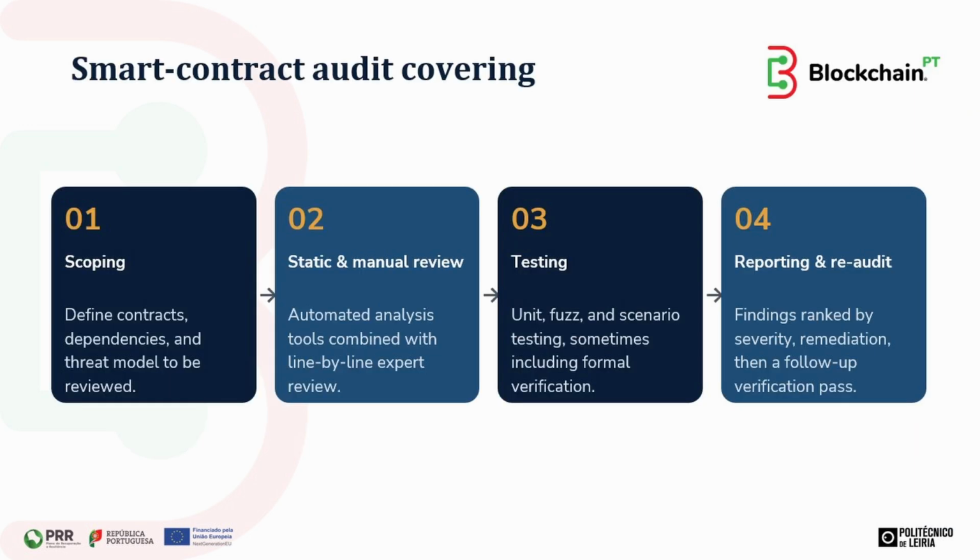A smart contract audit starts by defining the contracts and dependencies in scope and setting a threat model tailored to the project's specific risks. A smart contract audit combines automated analysis with line-by-line expert review to catch both common vulnerabilities and subtle logic flaws. A smart contract audit's testing phase uses unit, fuzz, and scenario tests to validate contract behavior under normal and adversarial conditions. A smart contract audit ends with a report ranking findings by severity, guiding remediation, and followed by a verification pass to confirm all issues are resolved.